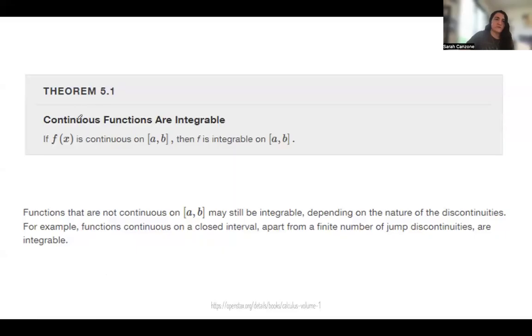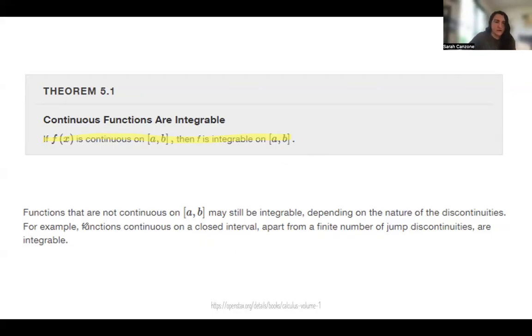All right, here's just a quick theorem. It says if f of x is continuous on a to b, then it's integrable on a to b. So that means if it's continuous, you can find the area under the curve, which again seems to make sense, right? Functions that are not continuous may still be integrable depending on the nature of the discontinuities. For example, maybe the absolute value of x, you know that it does in fact have an area under the curve, but at the point where it turns, it's not differentiable, so you can't integrate the specific point. But there is still a general area under the curve.